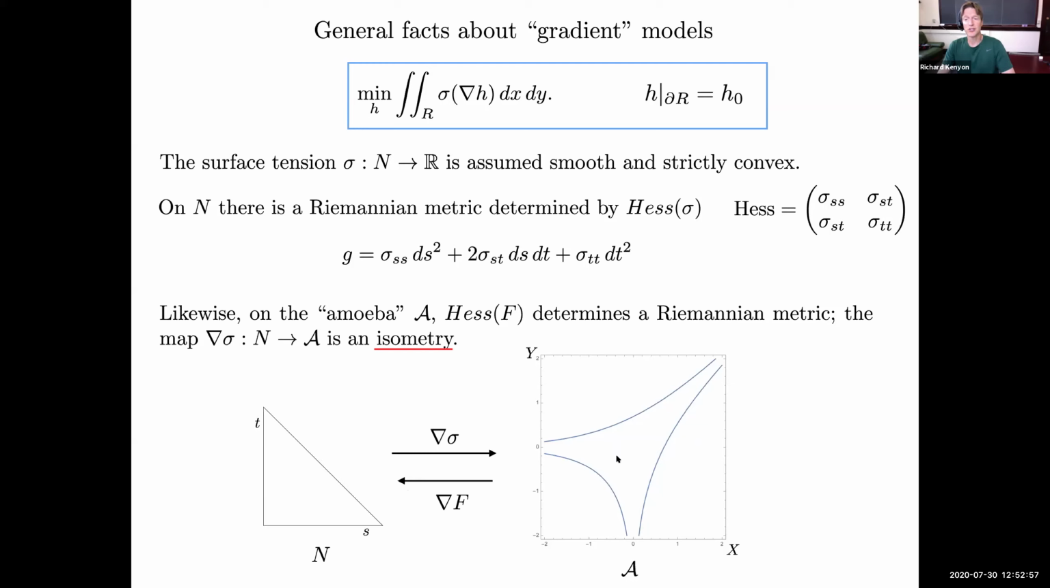And if you use the Hessian of F, you do the exact same construction. You in fact get another metric over here, but this map is an isometry between the two. So there's really only one metric space involved in these two pictures, which you can coordinatize in either way, on the left or the right.